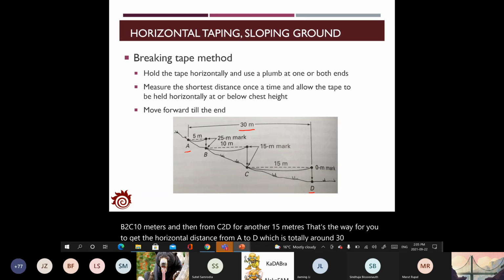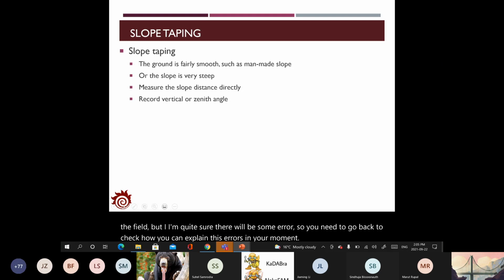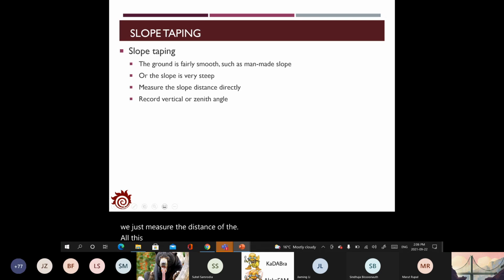So that's the breaking tape method, and you will have some experience doing the breaking tape method in the field, but I'm quite sure there will be some error. So you need to go back to check how you're going to explain these errors in your measurement. And the other way for you to measure the horizontal distance is called the slope taping. So in this method, instead of measuring the horizontal distance directly, we just measure the distance on the surface of the slope ground.